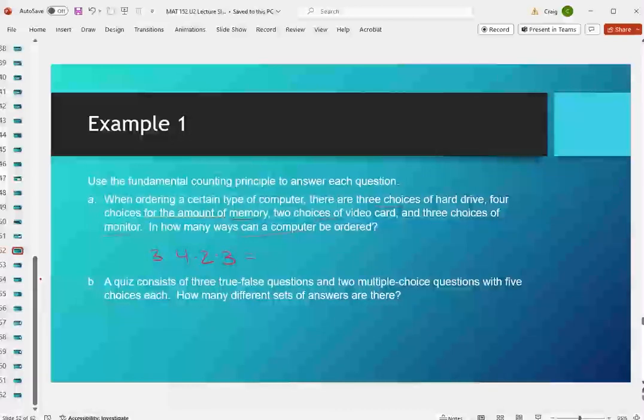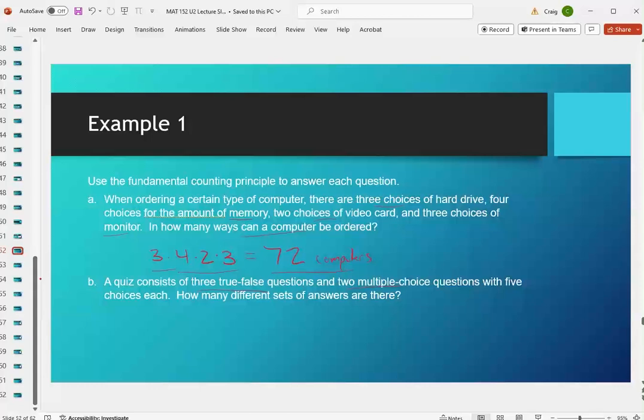12 times 6 is 72. That is 72 computer options. 72 different possible computers you could make with all of these different choices. And so it's just a way of counting the possible outcomes in a particular situation, given the choices that you have to make.